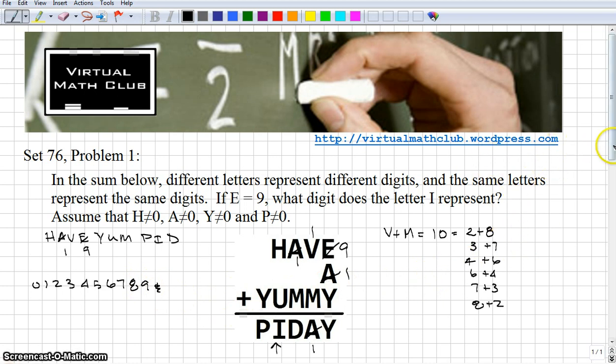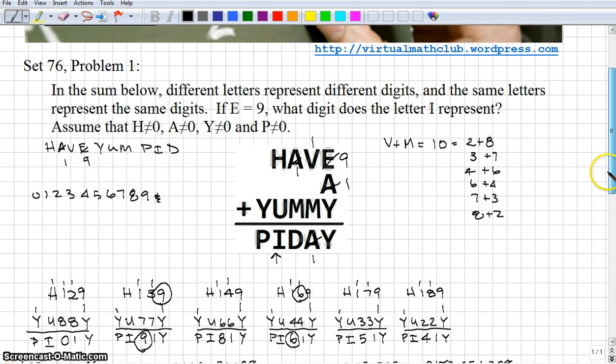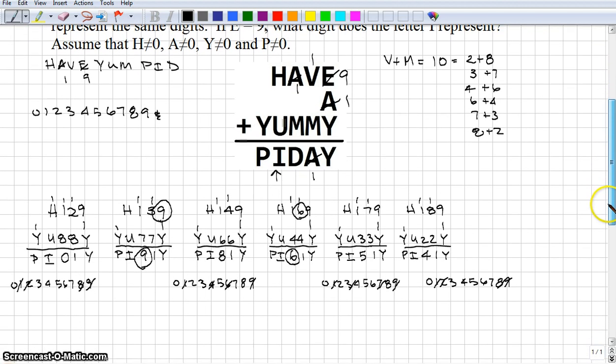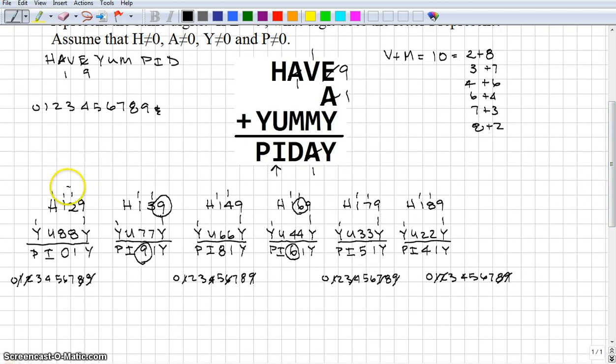To save time, I wrote out the different possibilities for us, so we can take a look at these possibilities. This first case is where V is 2 and M is 8. So let's take a look at what happens when we replace V and M with 2 and 8. We get 9 plus 1 plus Y gives us Y in the units digit, carry a 1. Then 8 plus 2 plus the 1 gives us 11. We put down the 1 and carry a 1.